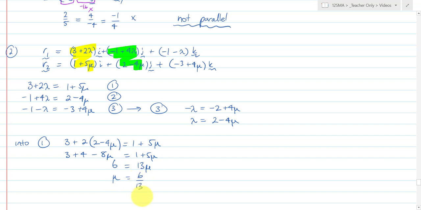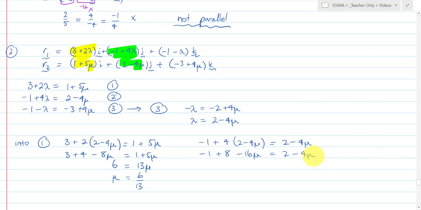And to be honest, with my experience, I generally know now that if mu is a really weird number, it's really unlikely for 6 over 13 to come up in the next one. It's quite hard to set a question like that. So in the second one, I get negative 1 plus 4 times lambda, which is 2 minus 4 mu. And that has to be equal to 2 minus 4 mu. And so I get negative 1 plus 8 minus 16 mu equals 2 minus 4 mu.